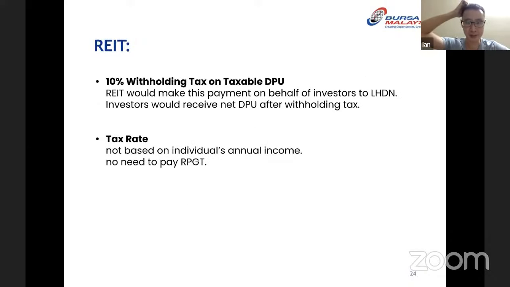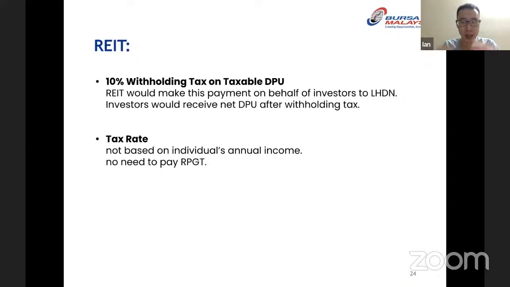Now, when it comes to REIT, we will get distribution per unit, which is known as DPU. It is like a dividend. So let's say we got DPU. This DPU will be broken down into 2 parts. The first one would be taxable DPU, and the second one would be non-taxable DPU. Of course, for the non-taxable DPU, you don't need to pay taxes on it.